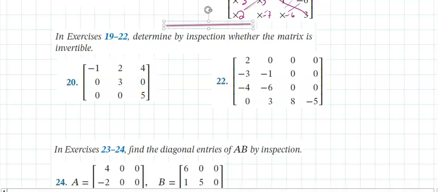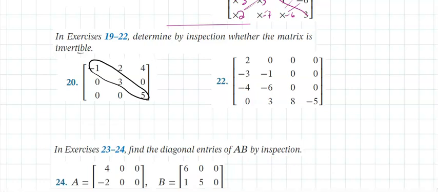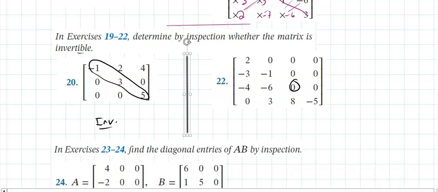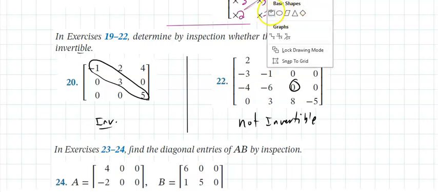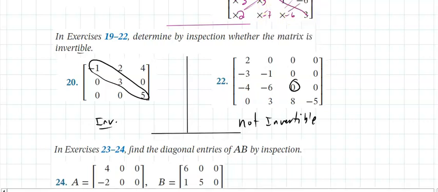Determine by inspection if the matrix is invertible. Look at the diagonals. This is invertible. And if they say why, none of the entries across the diagonal are 0. And if you look at number 22, you notice that there is a 0 there. You say this is not invertible. Why is that? Because there is a 0 across the diagonal.